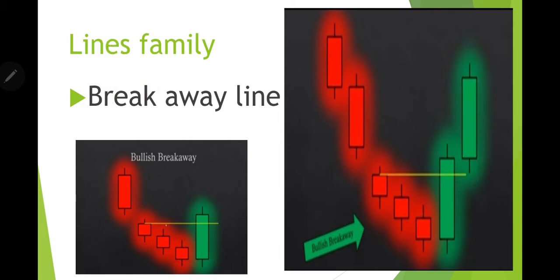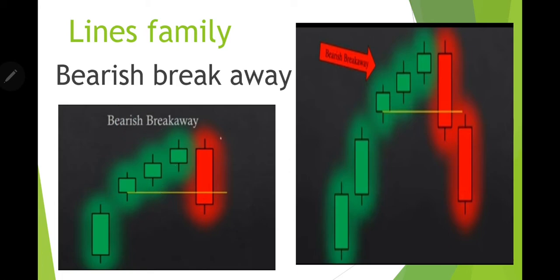And then we've got also under lines family the breakaway line. The bullish breakaway line, you find that in the middle of a downtrend like this, or towards the end of a downtrend, you get this huge green candle that takes out the high of that candle there. So this is said to be a breakaway line. So the breakaway line is the reversal pattern of that downtrend. That means the downtrend was reversing from bearish to bullish.